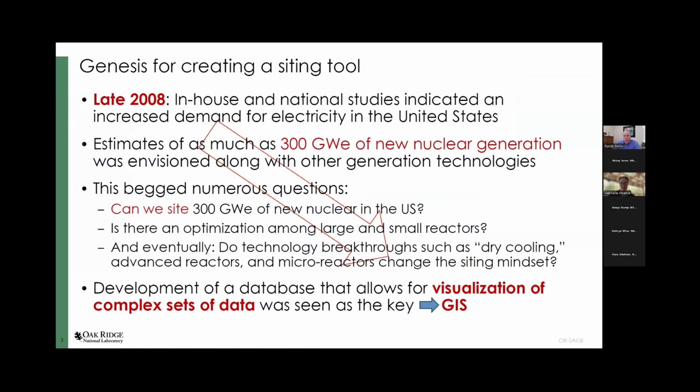So as I noted, in late 2008, that's when we got our start. Staff at the lab, including Femi and myself, began evaluating where nuclear power generation could be sited based on studies of electrical demand growth. And without reading all the bullets on the slide to you, to facilitate the visualization of complex sets of data, we began the development of a database centered on the use of Geographic Information System, or GIS data. And so we've been at this for quite some time. Femi likes to say 2 decades. It's not quite 2 decades, but we're getting there. Next slide, please.